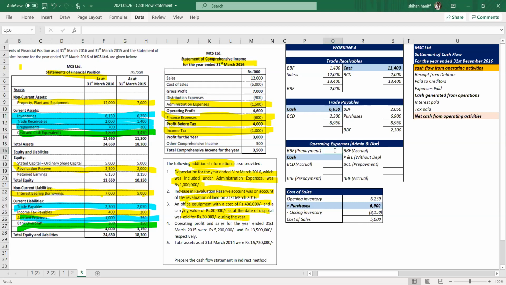Expenses. Prepayments 200 opening, 700 closing. Accrued expense 750 opening, 1,000 closing.